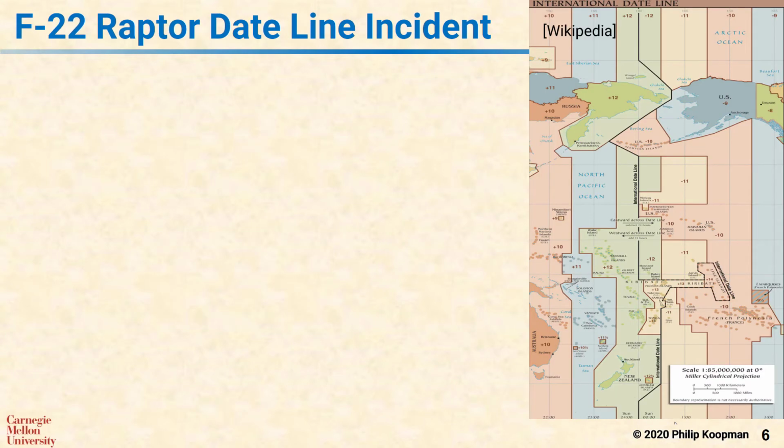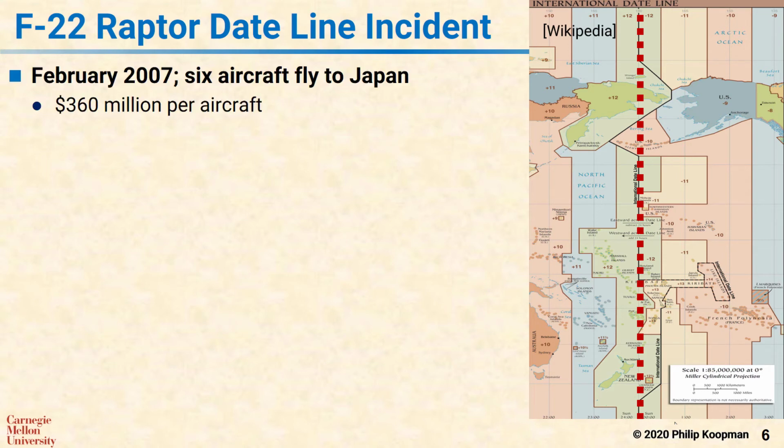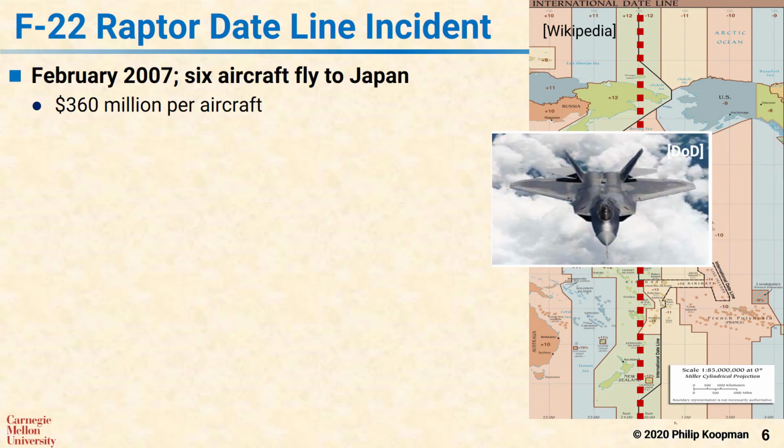To emphasize how important it is to be extremely thorough in system testing, and how hard it is to think of all the different details, let's consider the F-22 Raptor dateline incident. The F-22 at the time was the pride of the U.S. Air Force. It cost $360 million per aircraft. And in February 2007, the first deployment was made to Japan. They flew a half dozen aircraft across the ocean, across the dateline, to get to Japan.